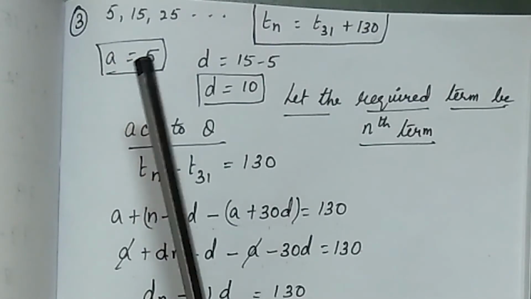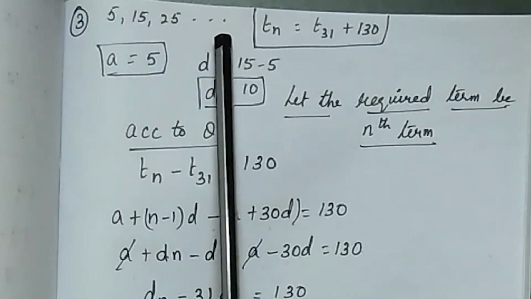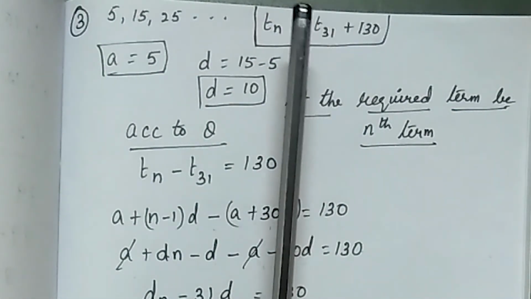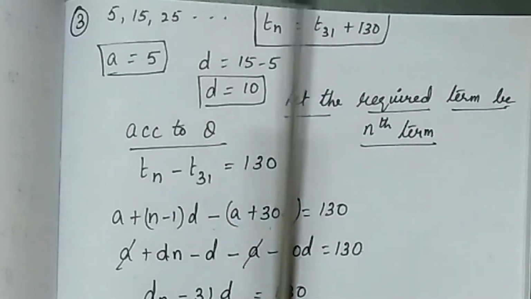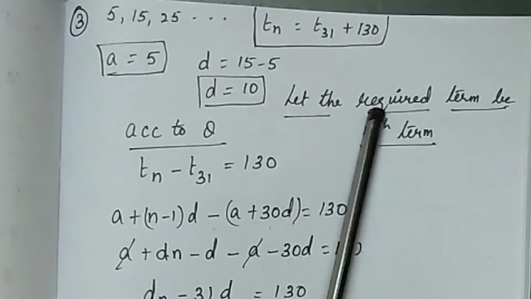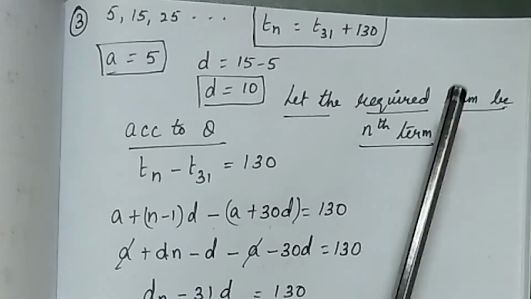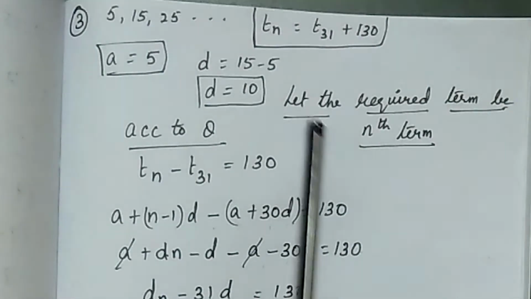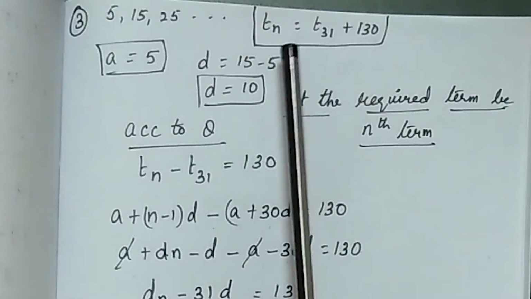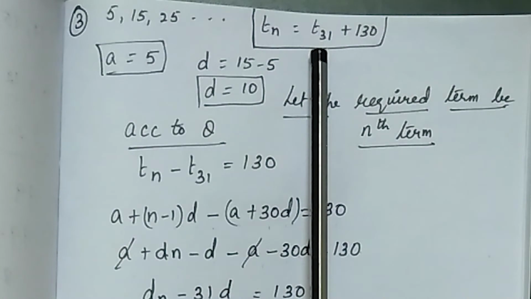Which term of the AP 5, 15, 25 and keep going on, will be 130 more than its 31st term? So, which term? We don't know. Take it as, let the required term be nth term. Okay, let the required term be nth term. This nth term is 130 more than its 31st term.